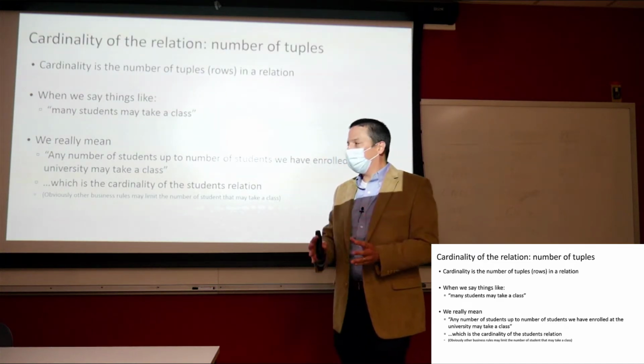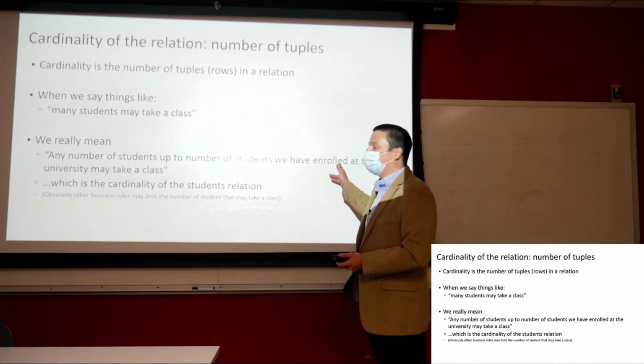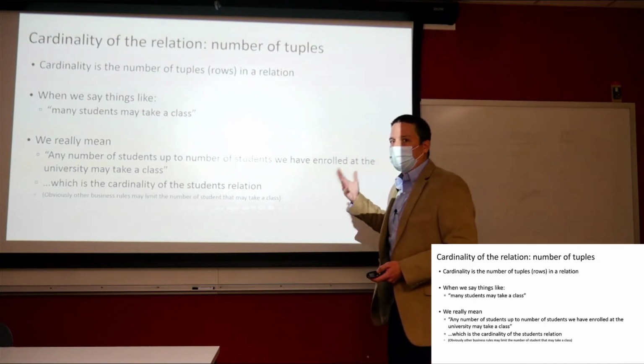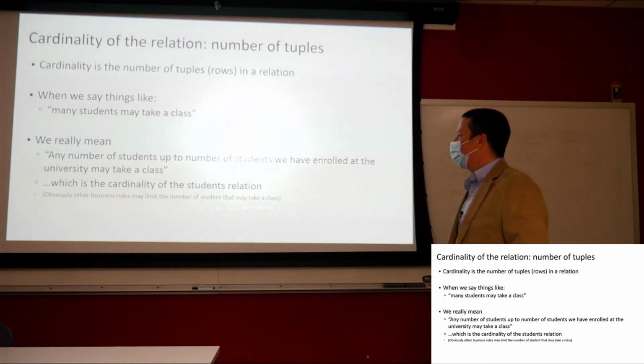But the real hard, fast limit, because we can't have 1 million students, is that we don't have 1 million students to enroll. So when we say many, we really mean anything up to the number of tuples or instances we have in this table.